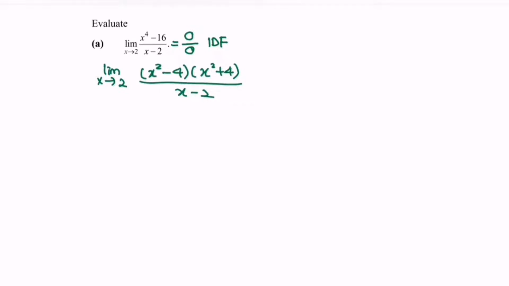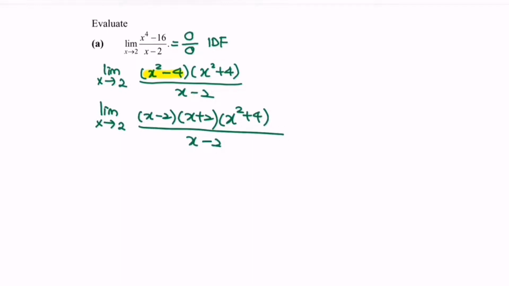Next, focus on this part. Here we can make use of the formula. Again, factorize. So we will have the limit when x approaches 2. x squared minus 4 we can factorize as x minus 2 multiplied with x plus 2, multiplied with x squared plus 4, over x minus 2. And we notice that we have the same element, the common factor. So we can simplify and rewrite.